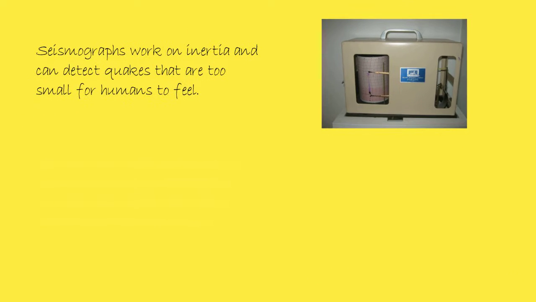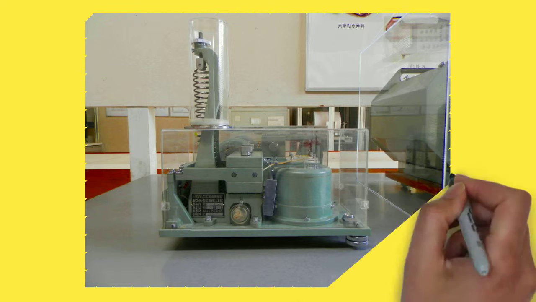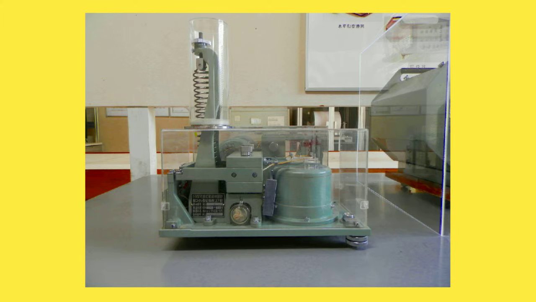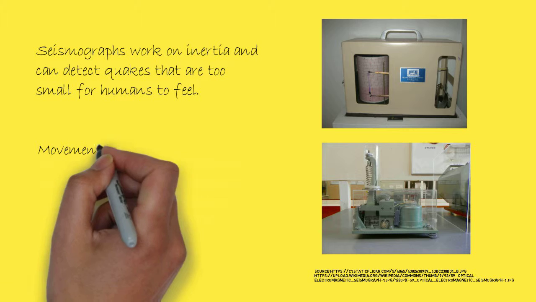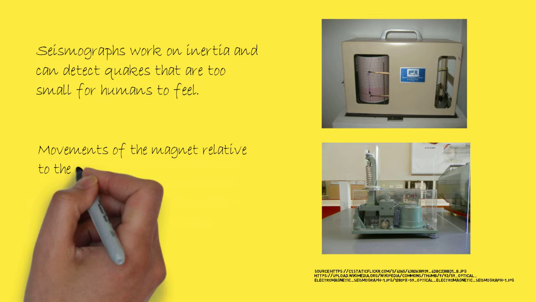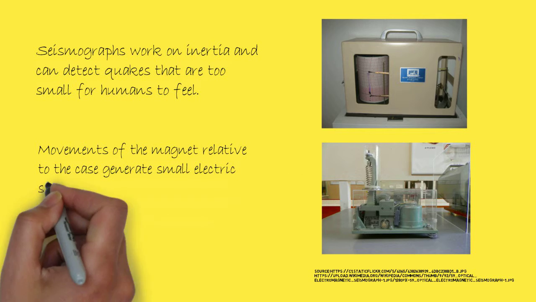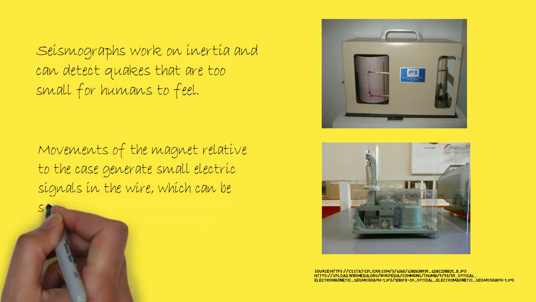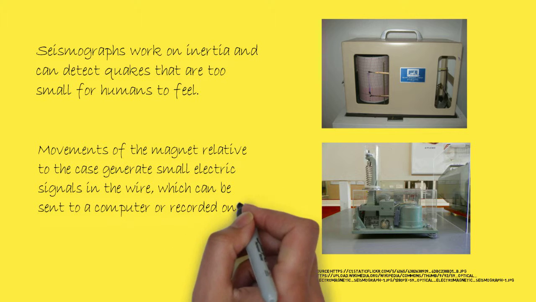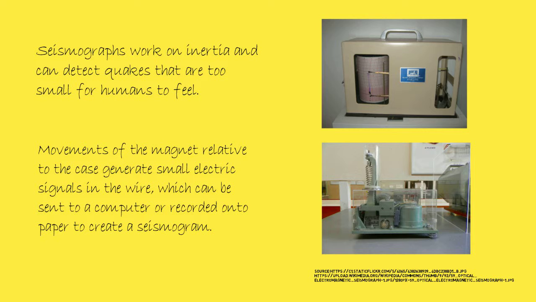Traditionally, the suspended mass was a pendulum, but most modern seismometers work electromagnetically. A large permanent magnet is used for the mass, and the outside case contains numerous coils of fine wire. Movements of the magnet relative to the case generate small electric signals in the wire, which can be sent to a computer or recorded onto paper to create a seismogram.